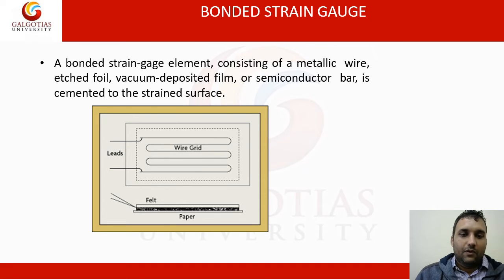As we know, this small wire is part of a circuit, and when strain is applied across this strain gauge, there is a change in length, and corresponding to the change in length, there will be a change in resistance also. So upon measuring this change in resistance, the strain can be calculated in that particular part.